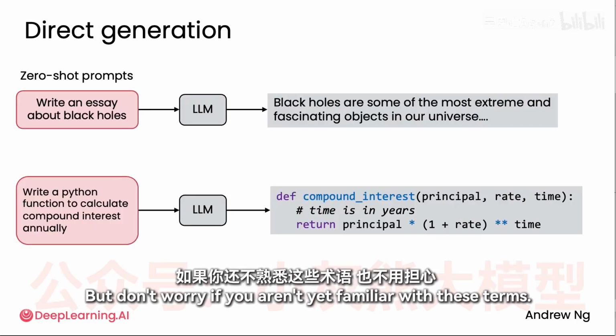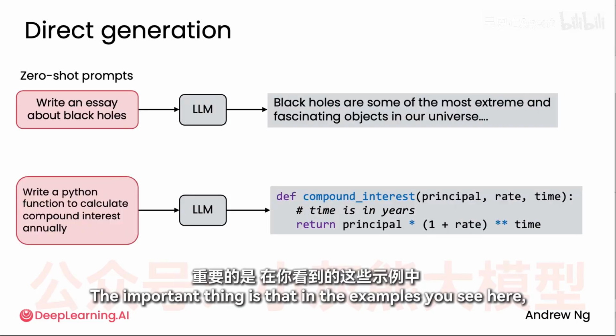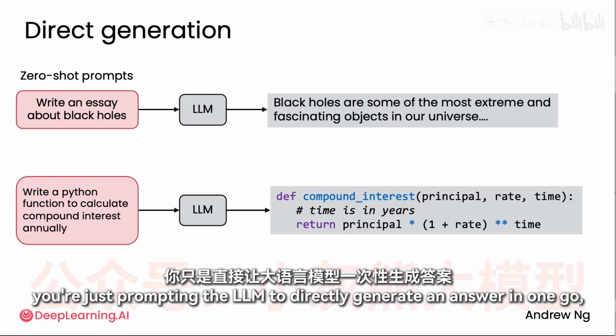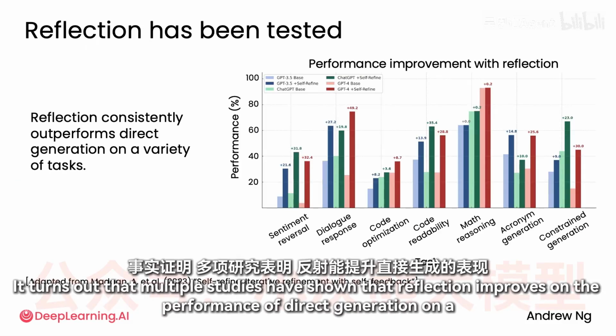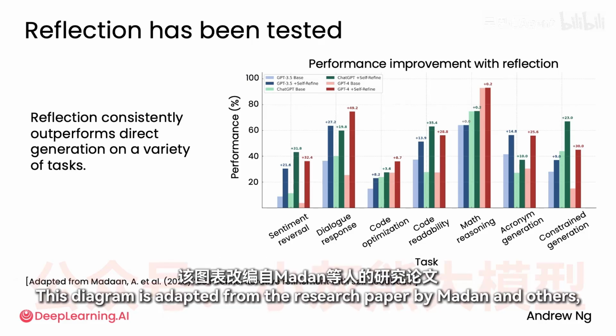But don't worry if you aren't yet familiar with these terms. The important thing is that in the examples you see here, you're just prompting the LM to directly generate an answer in one go, which I'm also calling zero-shot prompting because we include zero examples. It turns out that multiple studies have shown that reflection improves on the performance of direct generation on a variety of tasks. This diagram is adapted from the research paper by Madan and others.